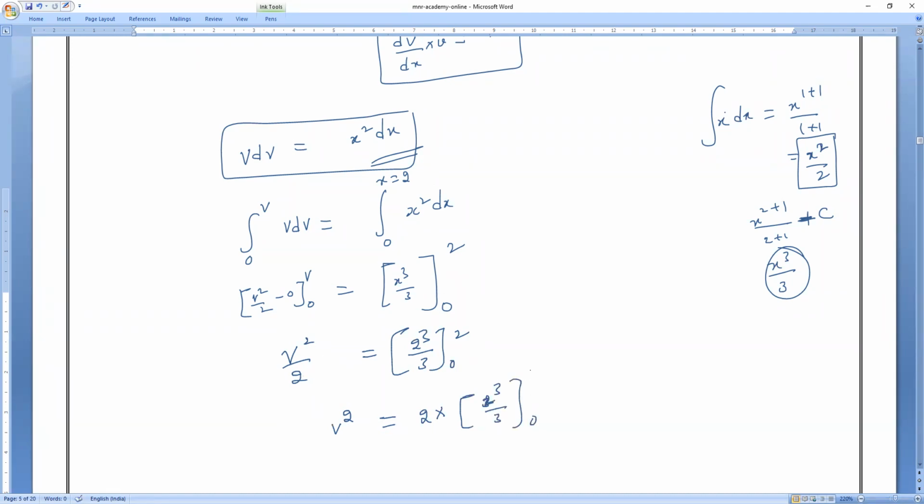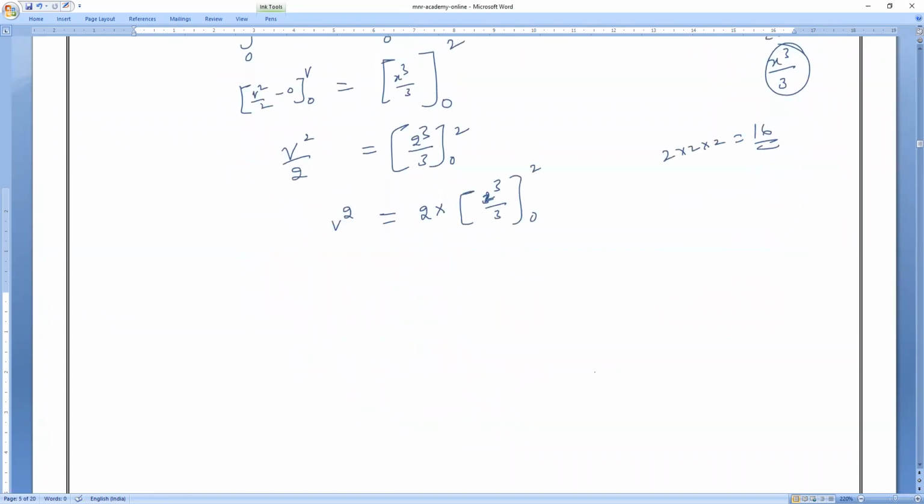Can you tell me what the answer is? 2 power 3 means what? 2 into 2 into 2, which is 8. Wonderful calculations. Sorry, 2 cube is 8. So 2 cube is 8. We have to substitute it actually.